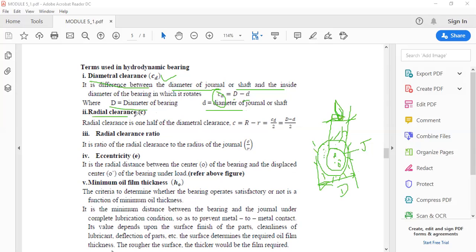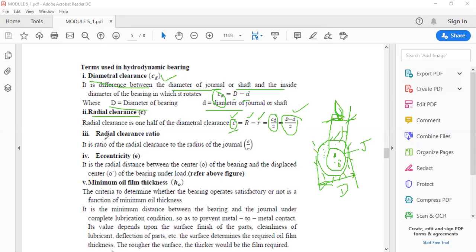Now the next term is radial clearance. Radial clearance is the difference between the radius of the bearing and the radius of the journal or the shaft. It is denoted by the notation C. This is the notation which is required for us while designing the bearing. It is also defined as half of the diametral clearance, CD by 2, or capital D minus small d divided by 2. This is another equation for the representation of radial clearance C.